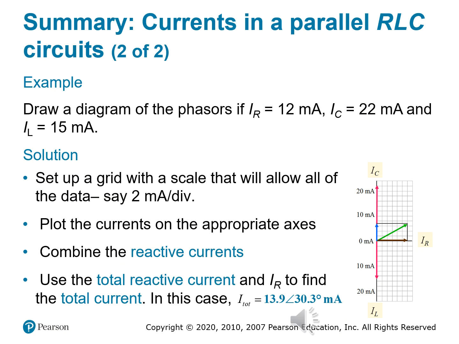That's how we got the first one, 13.9. But using the inverse tangent, we end up with 30.3 degrees. So this means that you have 13.9 milliamps at an angle of 30.3 degrees. That leads the resistor's current due to the excess capacitive behavior.